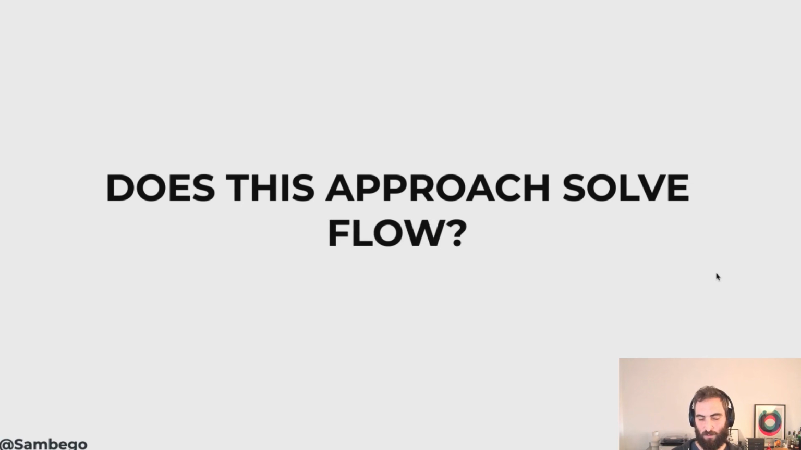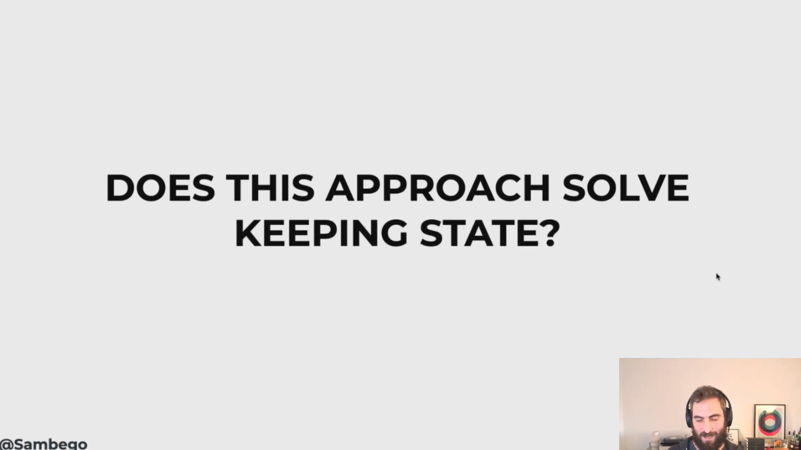Does this approach solve for flow? In theory, you can pass along these tokens from one backend to another API to another API. You're usually going to exchange those with the token exchange endpoint, but in theory, it could solve the flow issue as well. And does this approach solve for keeping state? Well, all of the state is usually inside of the payload of a JSON Web Token, the expiry date, who it's issued at, and so forth. So it could be a solution to keeping state in a database if you already have all the details you need inside of that JSON Web Token.